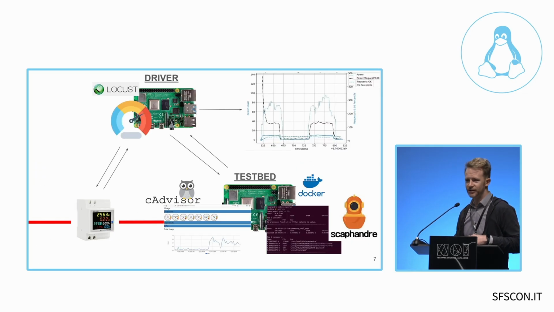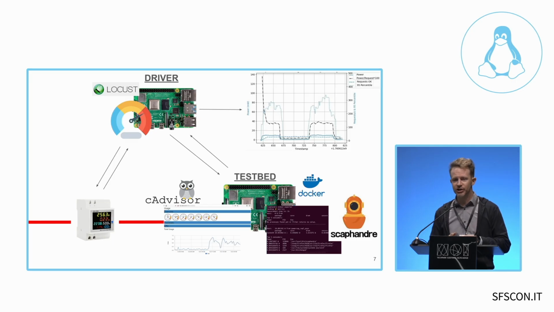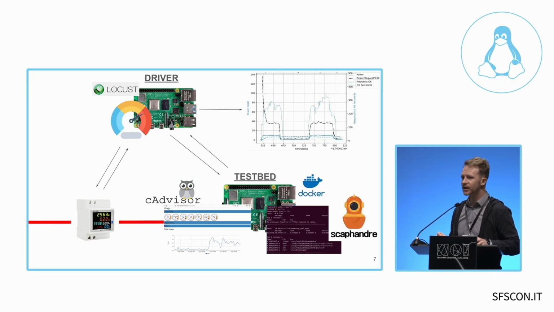So this is a schema of how we collect the data and how we process this kind of test. We have two main parts, two devices. One is the driver, which has to execute the test, execute Locust, and generate this load. And the test bed on the bottom part, which has the duty to just run the software that we want to test and collect all the data, all the metrics.